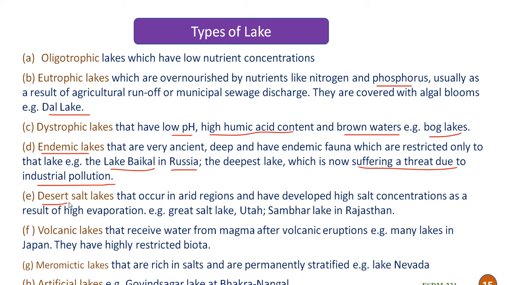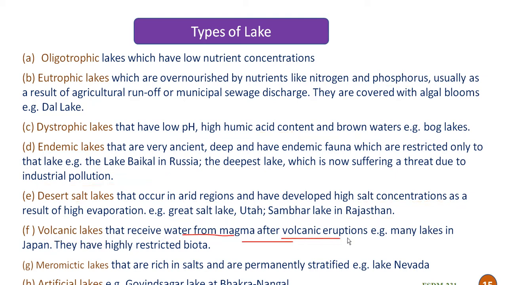Then desert salt lakes that occur in arid regions and develop high salt concentration as the result of high evaporation. Great Salt Lake, Utah, and Sambhar Lake in Rajasthan are examples of desert salt lakes. Then volcanic lakes, which receive water from the magma after volcanic eruption. For example, many lakes in Japan are produced by volcanic eruption and are known as volcanic lakes. They have highly restricted biota.